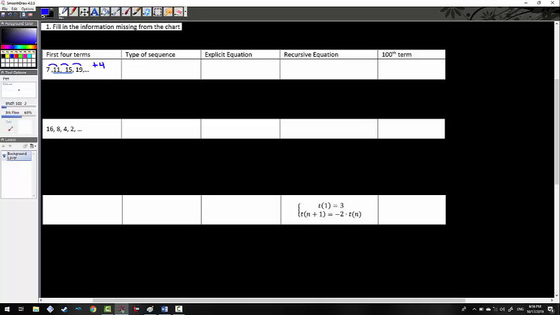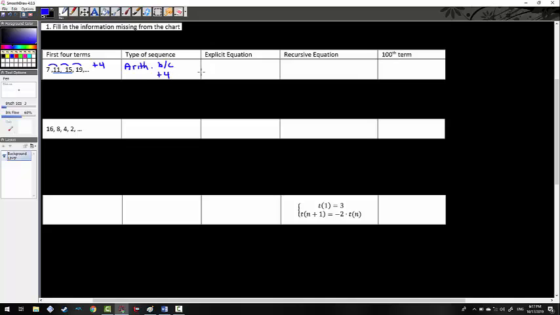And because we're adding, that makes this type of sequence arithmetic. Okay? Arithmetic. And if you want to write a reason, that'd be great. That way it'll help you write your explicit and recursive equations. It's because you're adding 4, right? Whenever you add or subtract a consistent value to your sequence, it's going to be arithmetic.